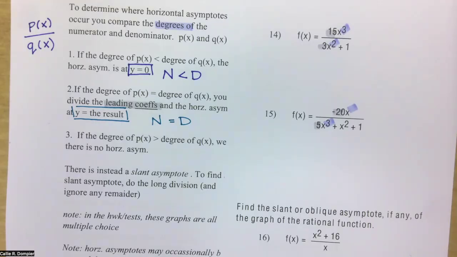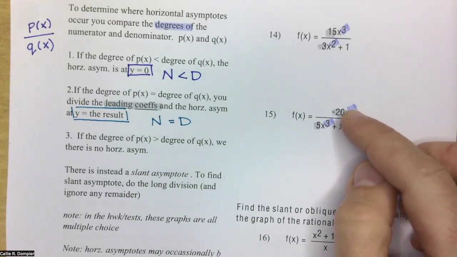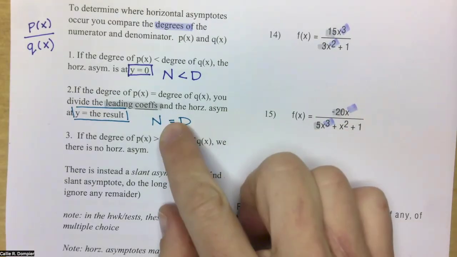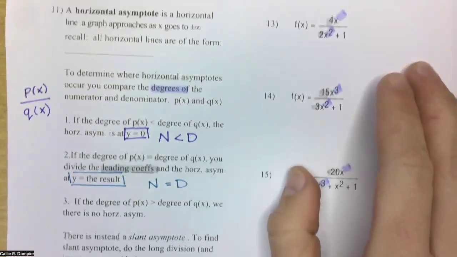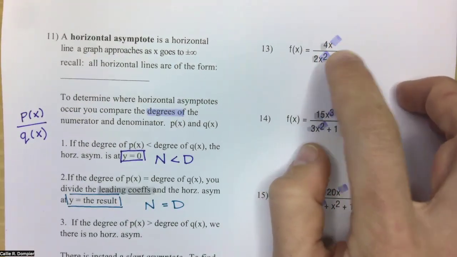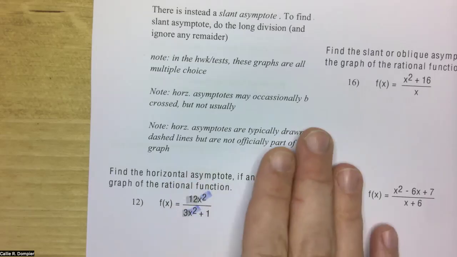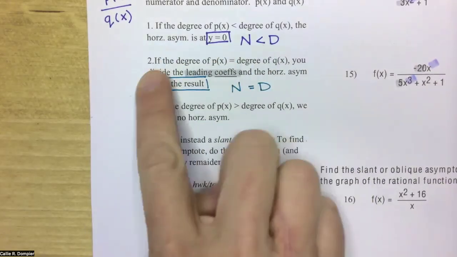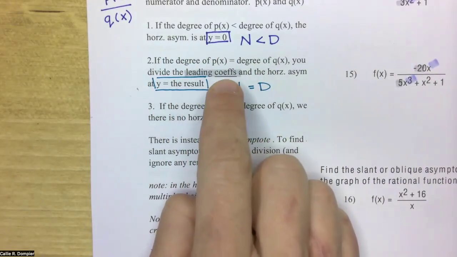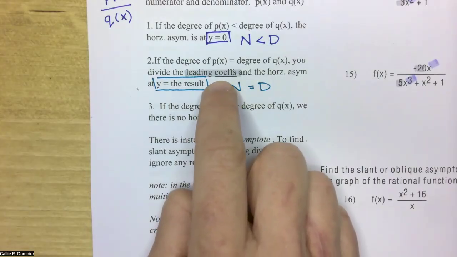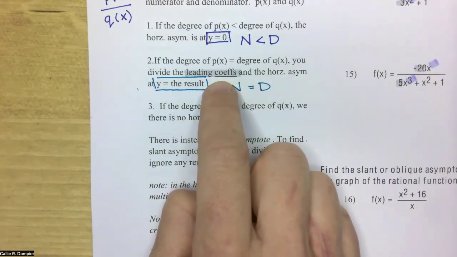That matters if the degrees of the top and the bottom are exactly the same. Here we have a 1 over a 3, not equal. Here we have a 3 over a 2, not equal. Here we have a 1 over a 2, not equal. Here we have a 2 over 2, so that would be equal. So that would be case 2. In that case, we look at the coefficients. That's the only time you need to look at the coefficients.